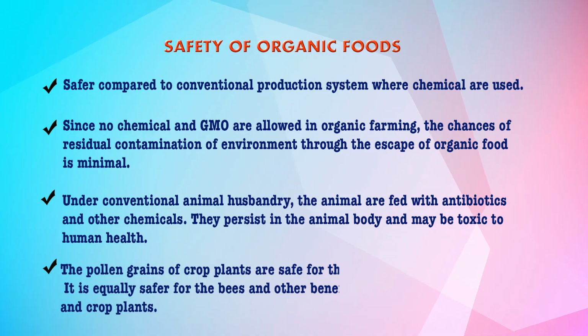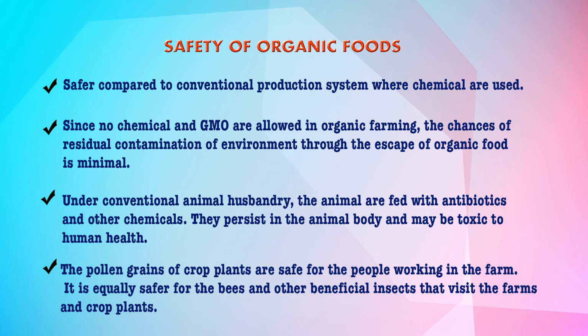That is also one point which has to be taken into account, where when it is organic, the animals are free, we are not putting any kind of pressure on them, so they are freely roaming in the natural environment, and they are milked when they have to be. The pollen grains of the crop plants are safe for the people working in the farm, and they will not get any kind of allergy, and it is also safe for the bees and other beneficial insects visiting the farms and the crop plants.